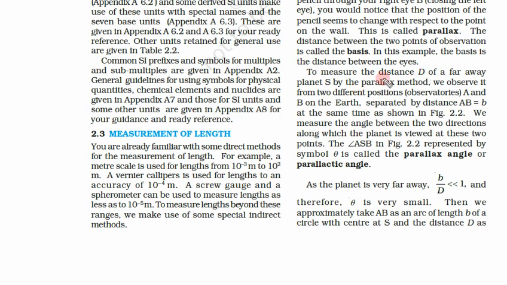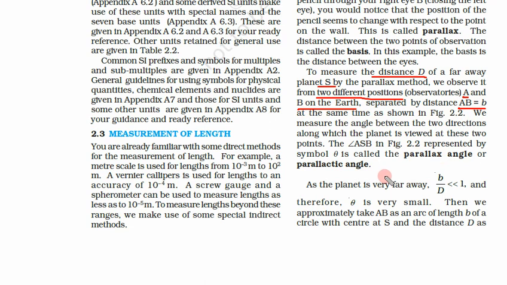To measure the distance d of a far away planet S, we use the parallax method. We observe from two different positions. So what are the two different positions? These positions can be different observatories. Observatories are places where telescopes are fitted. So A and B are two observatories on Earth. They have a distance AB equal to b. That means the basis, as shown in this figure.